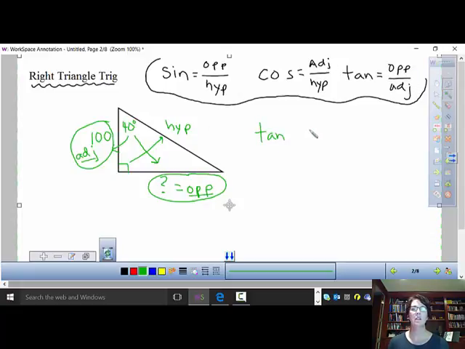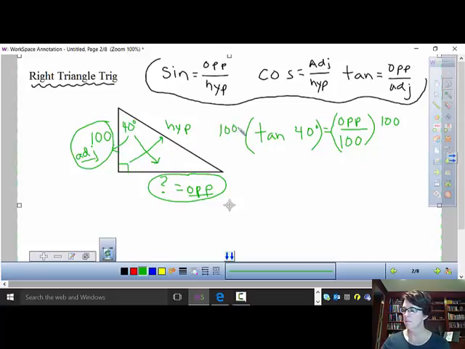So tangent of 40 degrees is equal to the opposite side, which we do not know, over the adjacent side, which is 100. So there we have it. We're going to multiply both sides by 100. So I would take 100 times the tangent of 40. Just type it in my calculator, and I calculate that to be 83.9 or 84. So the opposite side, when I multiply that out, is equal to 84.